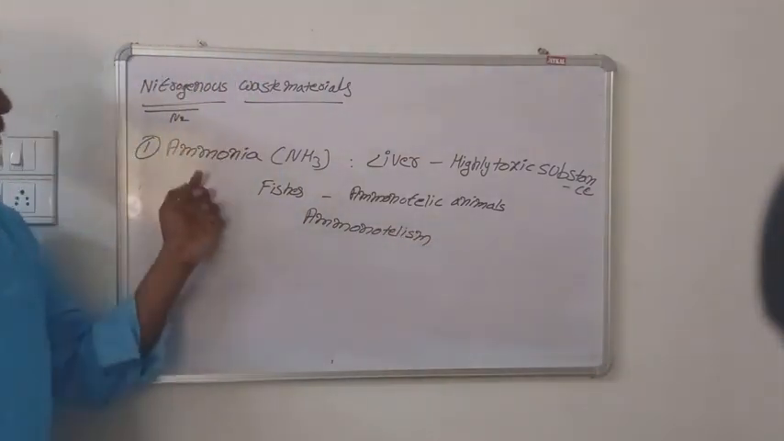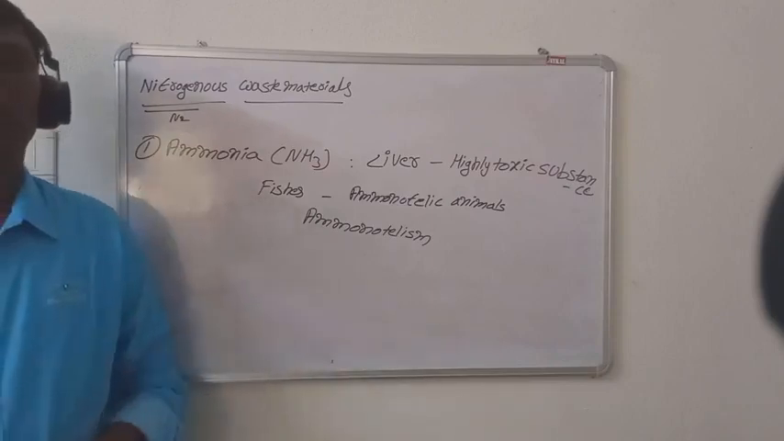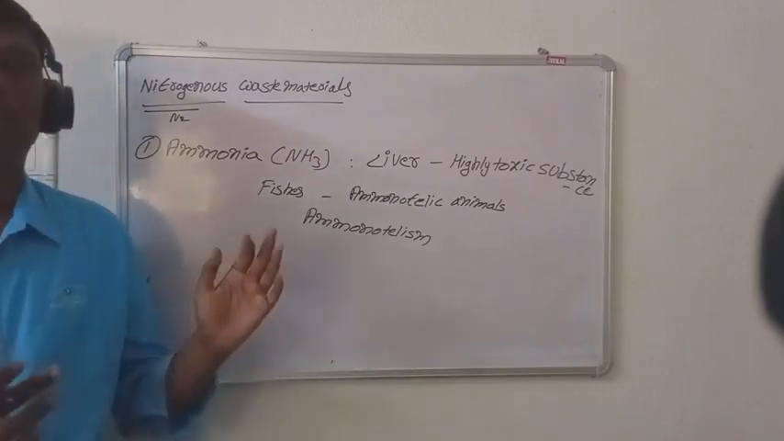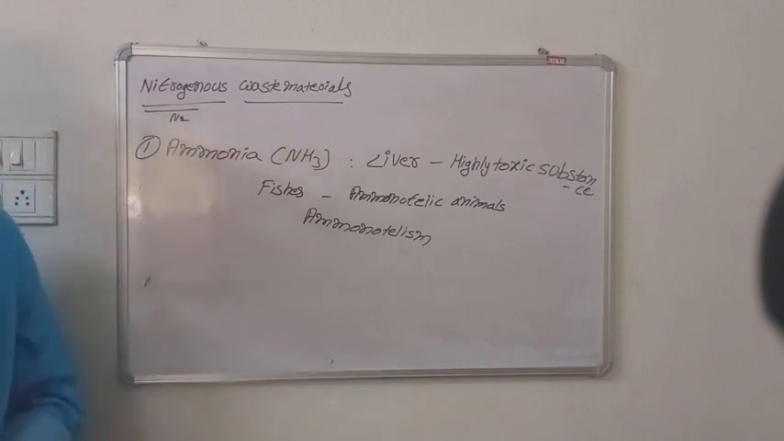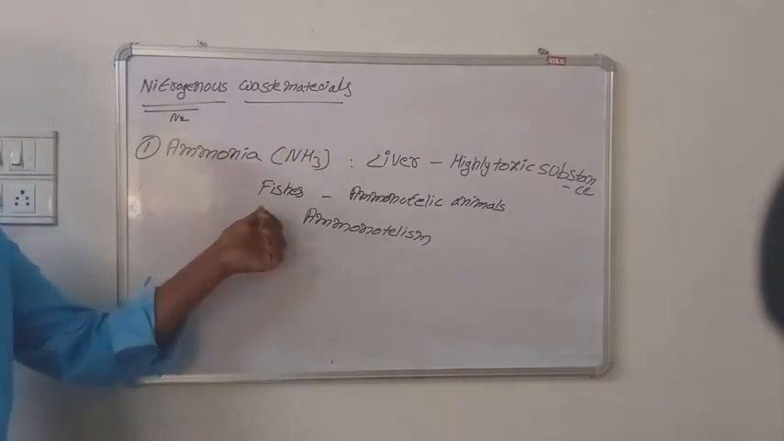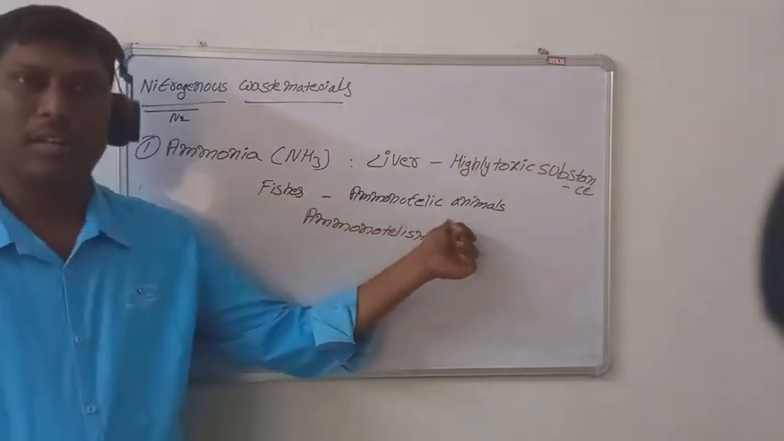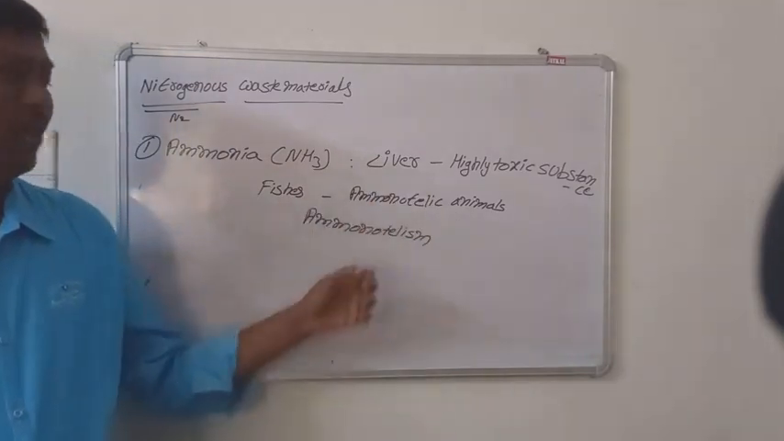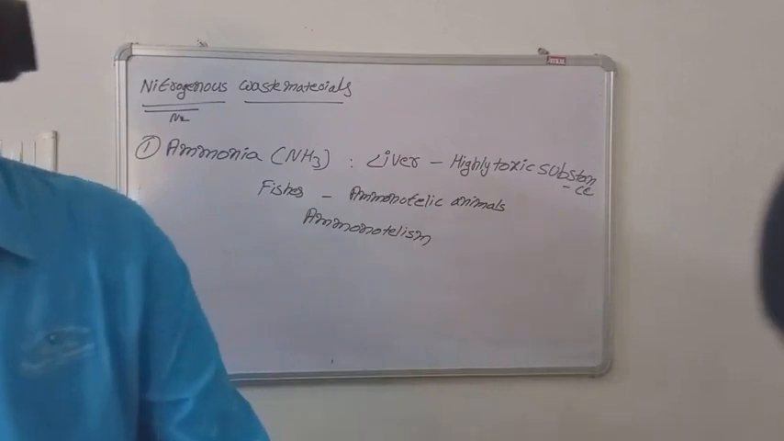So once again, ammonia is a highly toxic substance. To excrete the ammonia, animals' bodies must use a large amount of water. So that's why the aquatic animals like fishes prefer to excrete the ammonia. Such kind of animals are called ammonotelic animals. And the phenomenon of excretion of the ammonia is called ammonotelism. So this is the one important nitrogenous waste material.